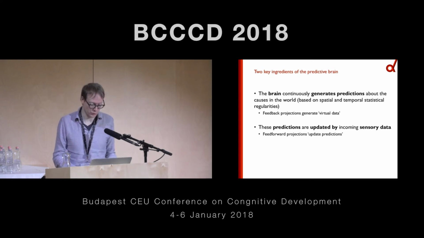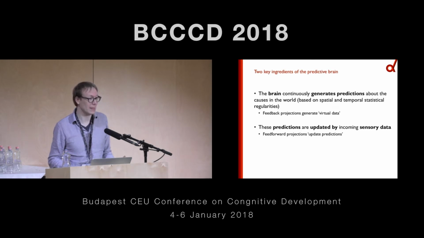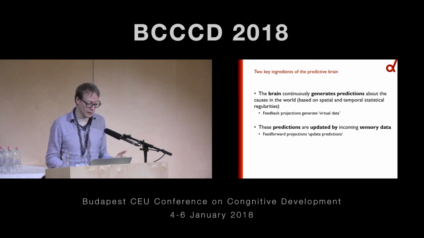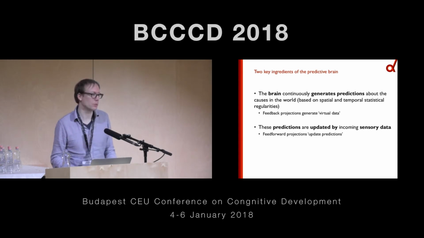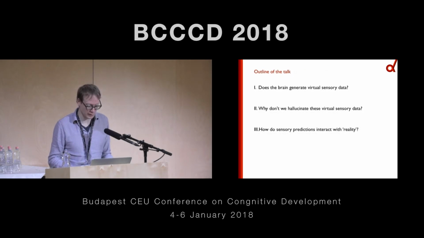All right, so there's two key ingredients of what I would call the predictive brain that I would like to walk you through today. The first one is the idea that the brain is continuously generating predictions about causes in the world, for example, based on spatial and temporal statistical regularities. And one potential neural implementation of that could be that feedback projections generate what I call virtual data, and I will get back to what I mean with that in a second. And those predictions, or those virtual data, are then updated by the incoming sensory data, potentially by forward projections that update these predictions.